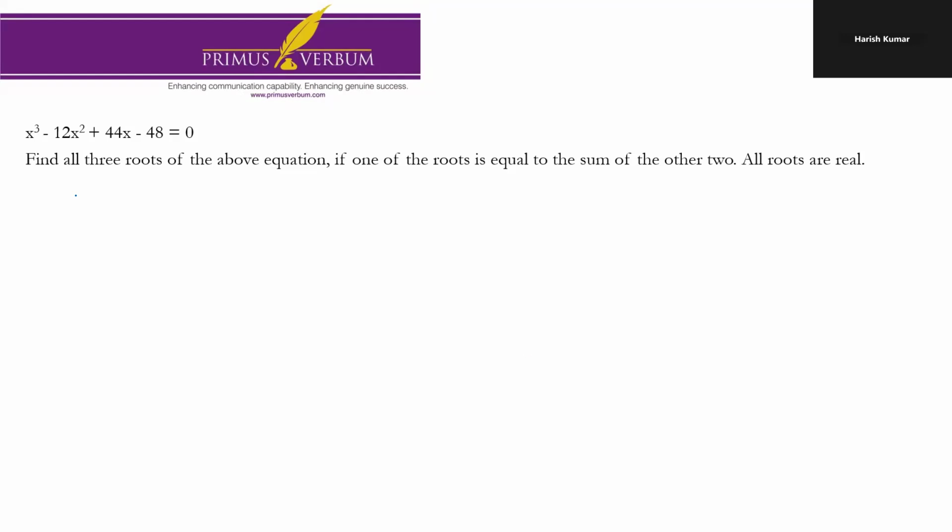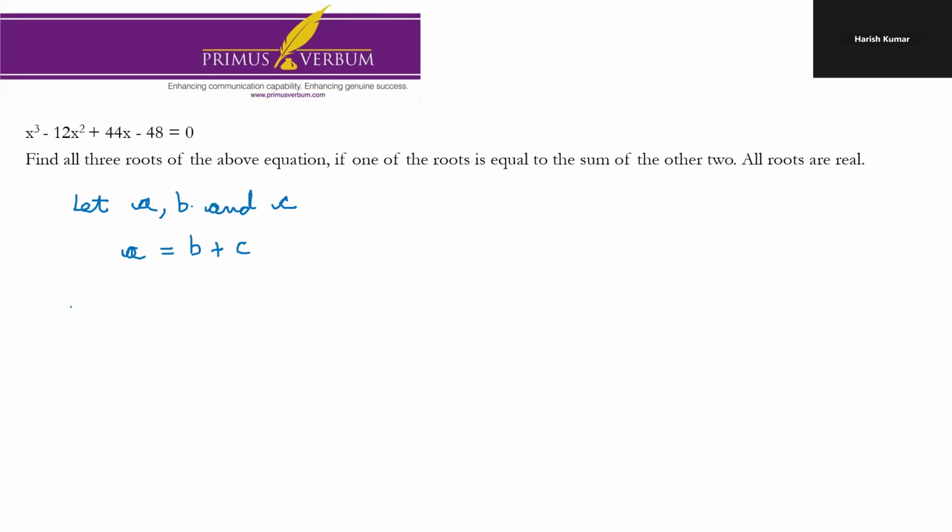So let's begin. Let A, B, and C be the three roots of the equation. Now, we are told that one of the roots, let's say A, is equal to the sum of the other two roots. So this is also given.